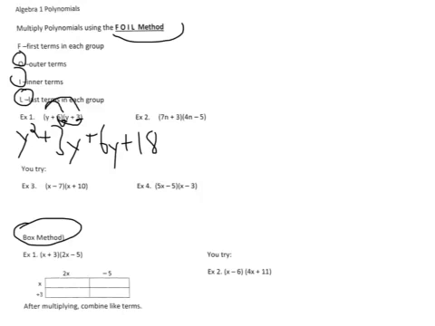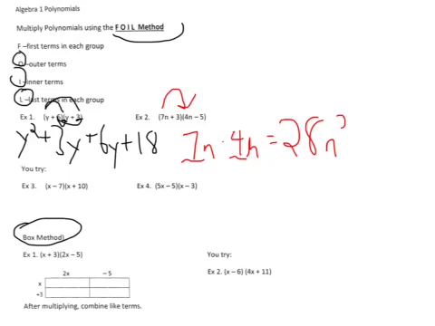So let's see that one more time with example 2. And you can probably follow along by now and get it, but I'm drawing a line from my first term, F, to my other first term, 7n times 4n. And the way I do this is I multiply the two coefficients, 7 times 4, and then I multiply the two variables, n times n. What I end up getting is 28n squared.